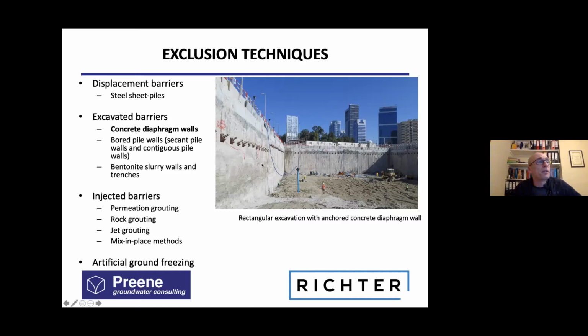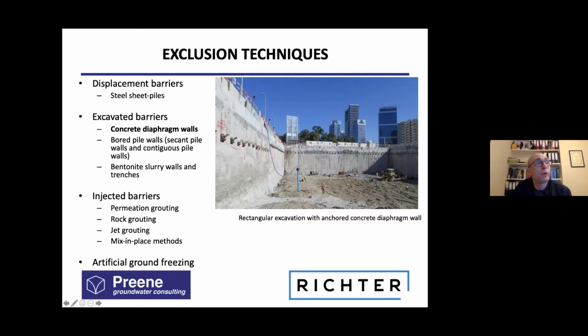This is a picture from a project in the Middle East, and you can see here that it's a rectangular excavation, and this is the concrete diaphragm wall around the edge of the excavation. In this case, the diaphragm wall has been used as part of the permanent works. It's been used as the wall of the deep basement. And that has the advantage with concrete diaphragm walls that they can be used for the temporary works purposes to exclude groundwater, but also can be part of the permanent works.